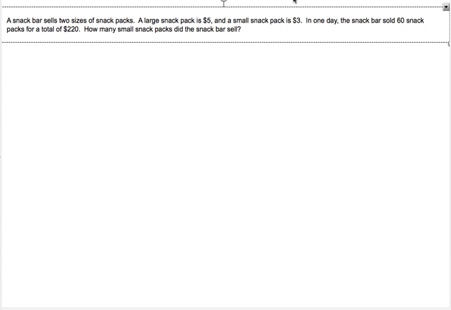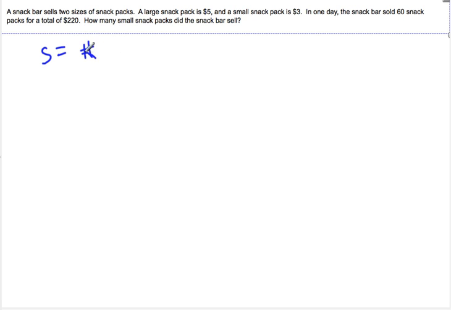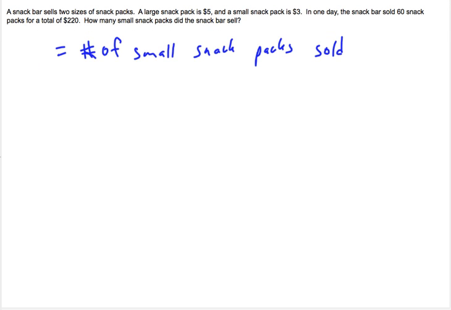That's a lot of information, and it needs to be organized first of all. The first thing that I like to do is kind of identify what is unknown. Usually the question they ask is one of the unknown things. How many small snack packs did the snack bar sell? So I'm going to say S equals number of small snack packs sold. Actually, I'm going to change that from an S to something else because my S's look like 5, so I'm just going to make that M.